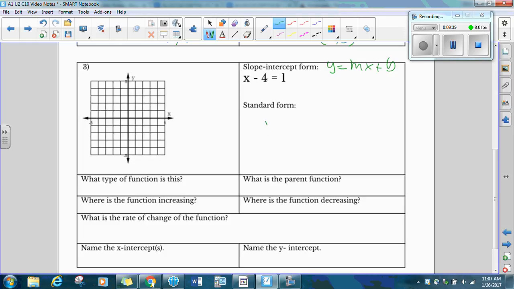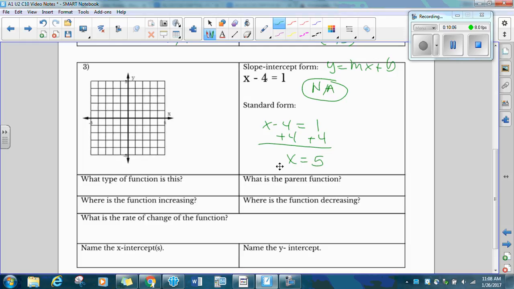I'm going to come down here. Standard form means I want my x's first, and then my y's, and then my number. I don't have x's and y's, I just have x's, so I can just change this a little bit, add 4 to both sides, and I get x equals 5. So this is standard form. There really is not slope-intercept form for this problem, so that's an NA.